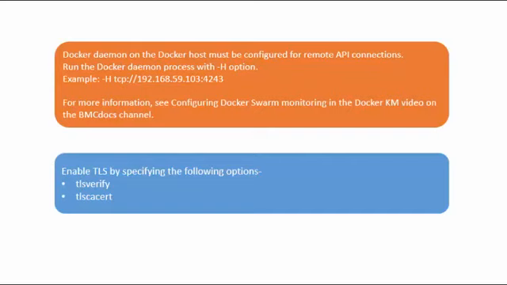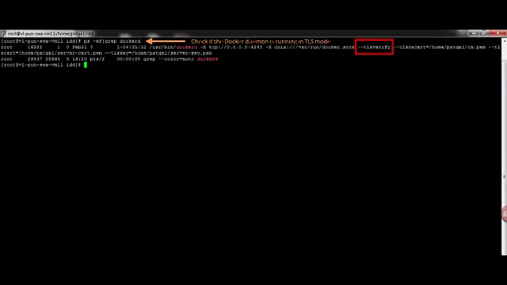In this video, we will see how to generate the client certificate and how to convert it into a format that is acceptable by the KM. To begin with, we need to check if the Docker daemon is running in TLS mode. Let us check the Docker daemon process arguments by running a command. We can see that the Docker daemon is running in TLS mode. This means we will need a client certificate and a client key to connect to the Docker daemon.